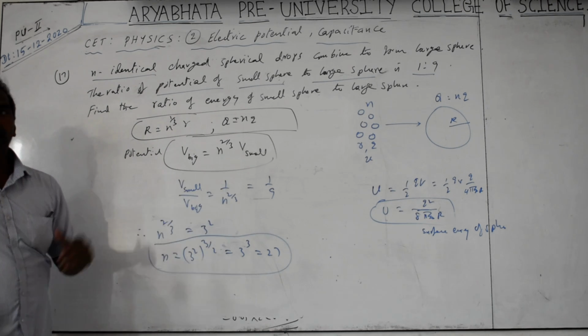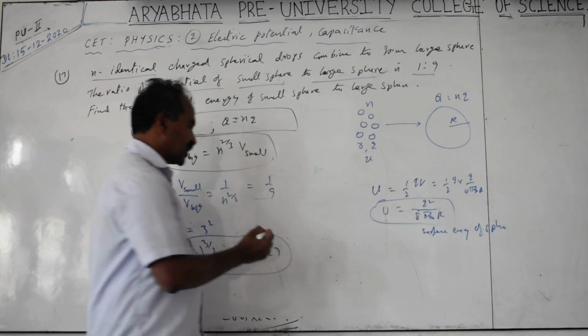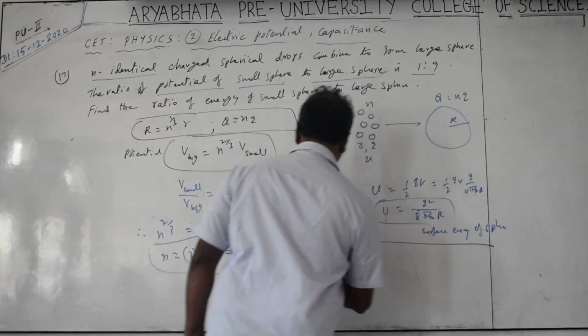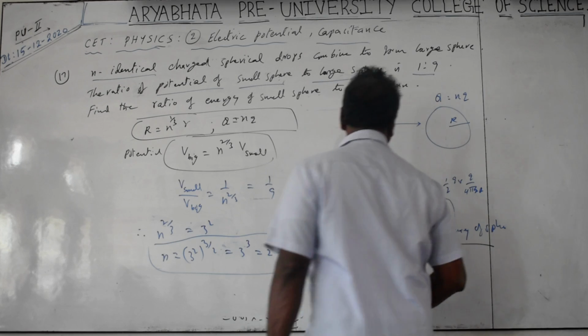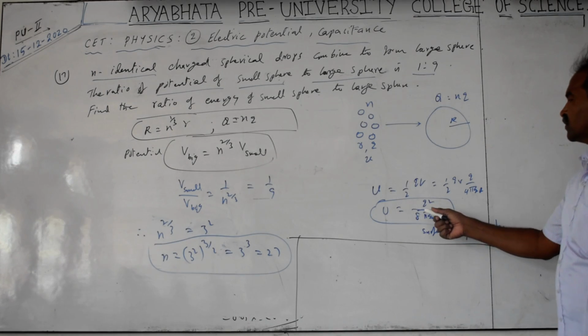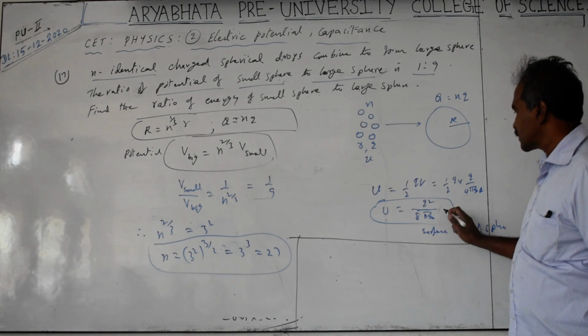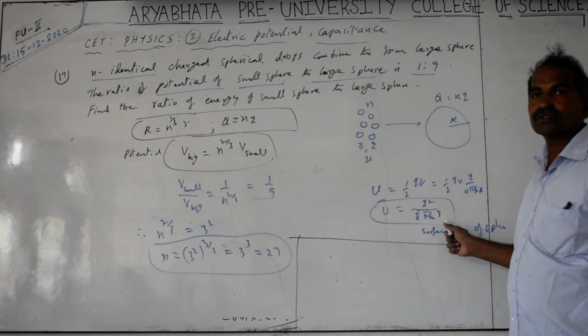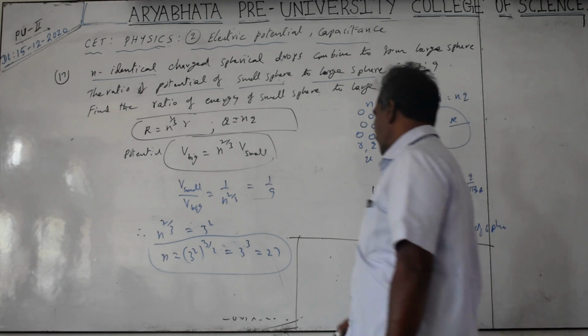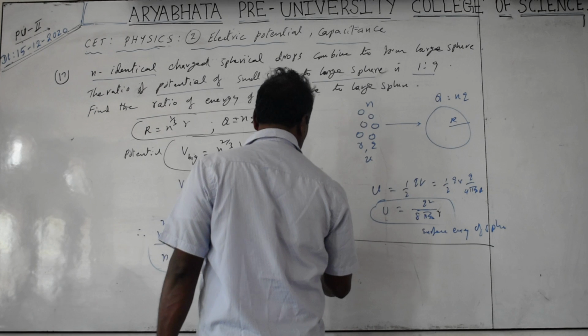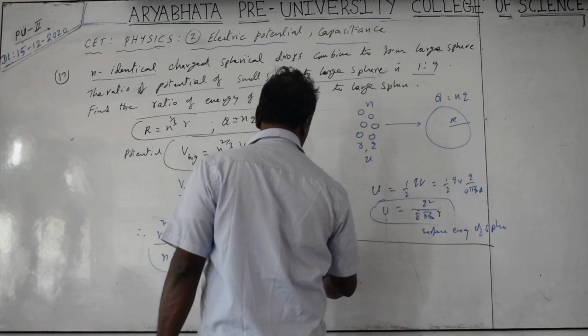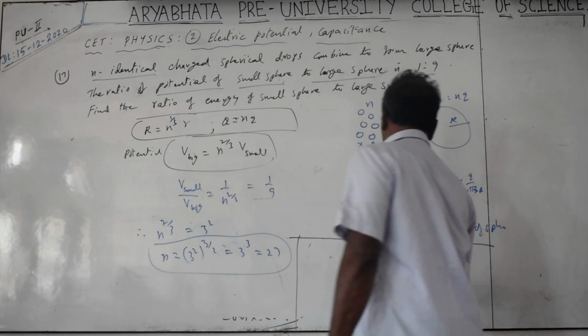Next we have to take the ratio of the energies. What is the ratio of the energies, small to big? Small energy uses the smaller radius cube, and big uses the bigger. That is the difference. The surface energy.